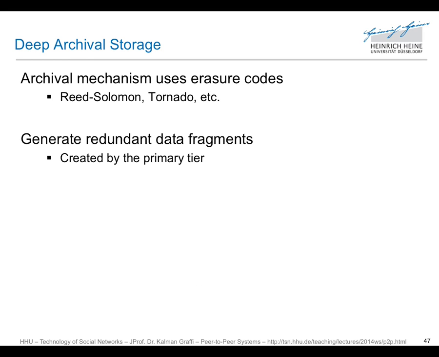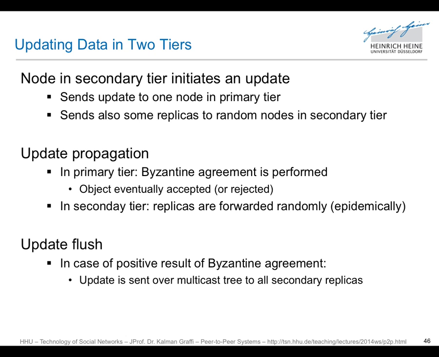Okay, and this is for the active data. So you always have these second tier nodes which store the current active data, and this is flushed, and the primary tier decides on it.